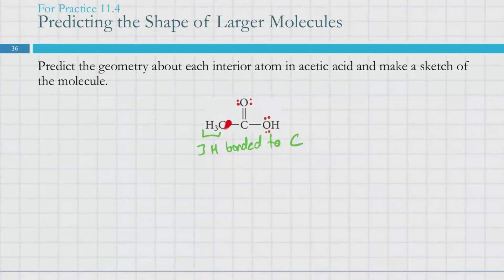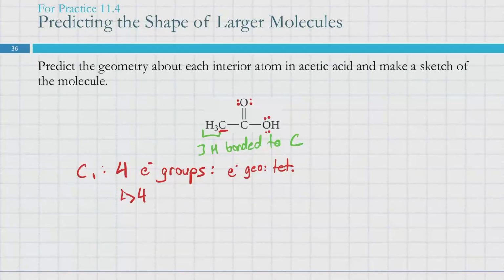How many things do we have bonded to this far left carbon? 4 things. It's got 4 electron groups. So its electron geometry is tetrahedral. That breaks down into 4 bonds, 0 lone pairs. So it's tetrahedral molecular geometry.